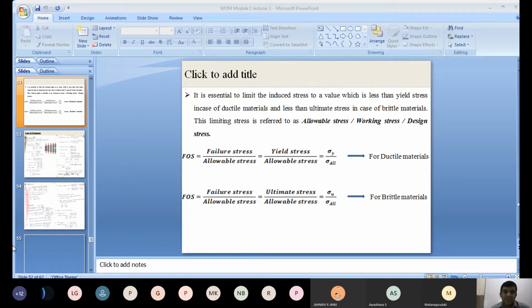If you want to design a component, always take the factor of safety greater than or equal to 1. For engineering materials, the factor of safety should be greater than 1. What it means is that the yield stress should be far greater than the limiting stress or allowable stress. That's why, if the yield stress is more, the amount of material added over the component is also more.